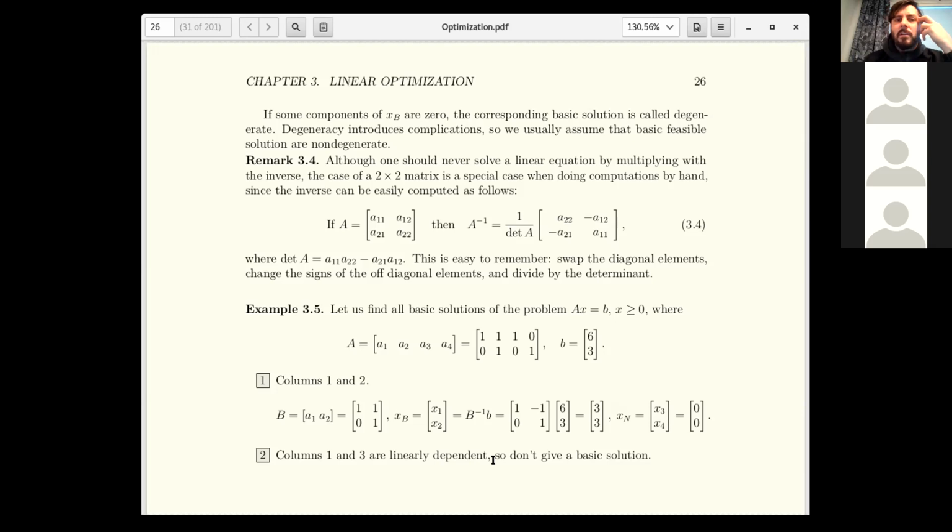Timo, who made this material, says that one should never solve linear equations by multiplying with the inverse. The reason is that, of course, multiplying with the inverse is computationally more complicated than actually just directly solving with something like Gaussian elimination or some other algorithm thereof.